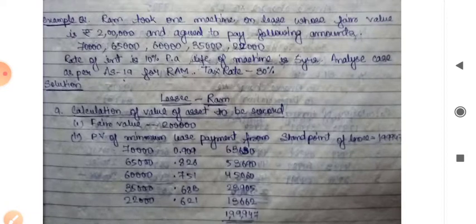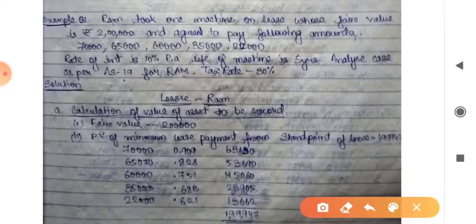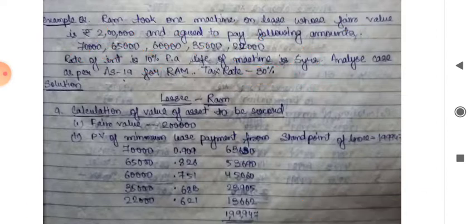Example one, we are considering Ram took one machine on lease whose fair value is 2 lakh. Fair value here is 2 lakh rupees, and agreed payment of amounts is lease rental. These are lease rental: 70,000, 65,000, 60,000, 35,000, and 22,000. 10% is the rate of interest, and 5 years the life of asset, the life of asset, that is machine, and tax rate is 30%.